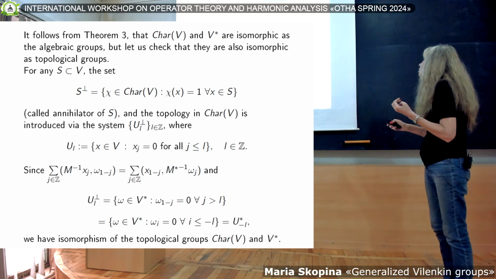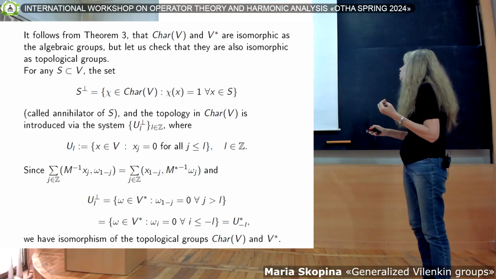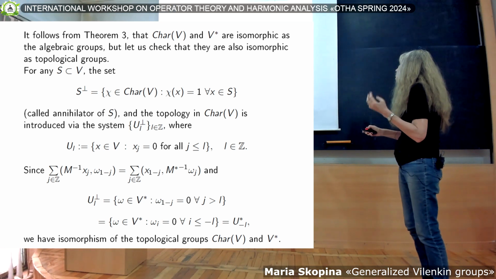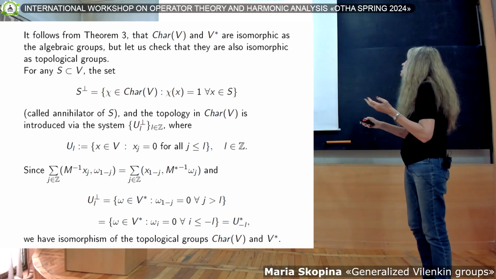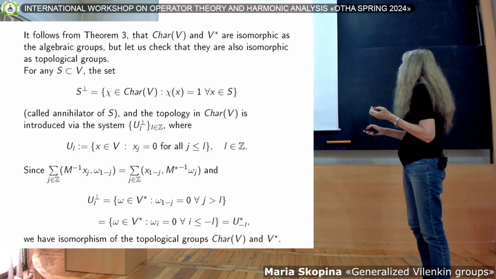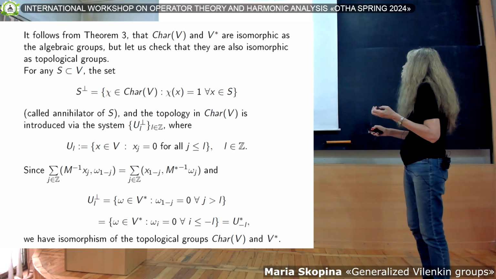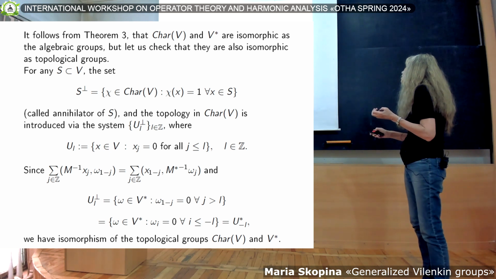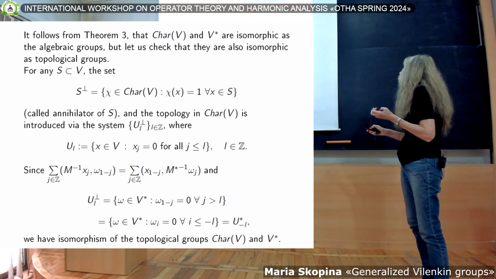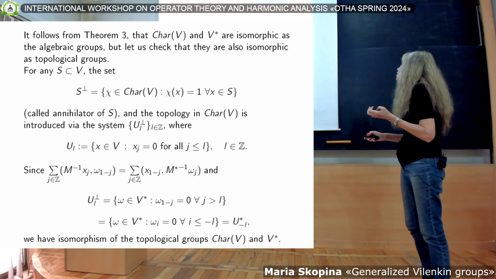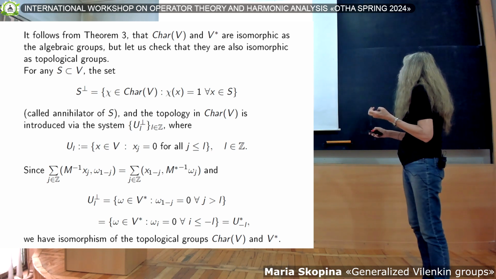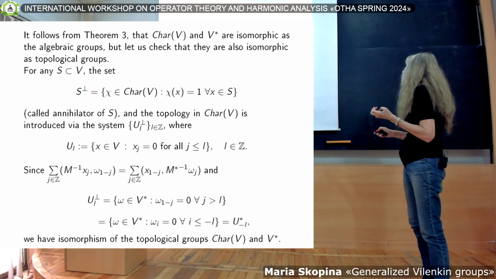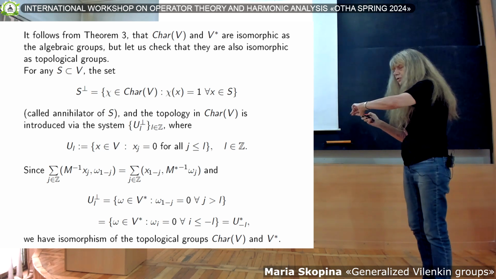Next, look here, we have a trivial equality. Then we write U_L. The annihilator of U_L is this, which, due to this, can be rewritten like this. So this is just U star minus L. This means that we have an isomorphism of the topological group of characters and V star.